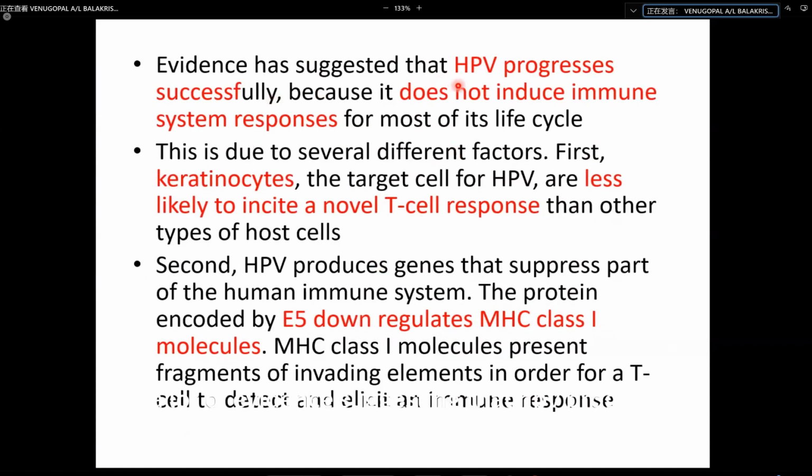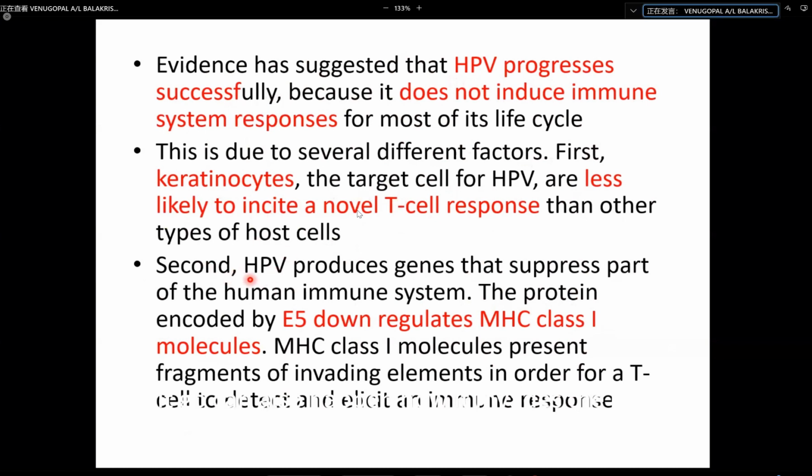There is a lot of evidence suggesting that HPV progresses successfully because it does not induce an immune system response. So the cell does not induce an immune response, and the macrophage cannot come and eat the cell. How is this done? Firstly, keratinocytes, the target cell for HPV to come and infect, are less likely to incite a novel T response than other types of host. Why? Because they sit far up high in the hierarchy of the cells, at the most open area. Usually once it's infected, the cell will die automatically on its own. But the infection of HPV is a bit different. They don't die, but now it integrates into the genome.